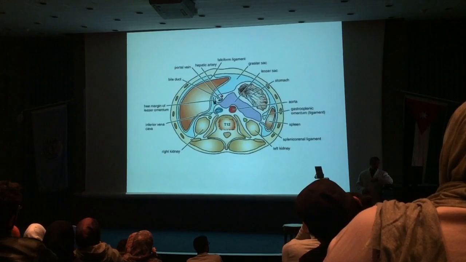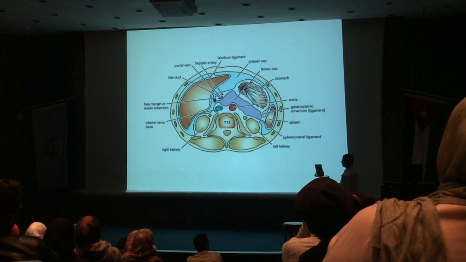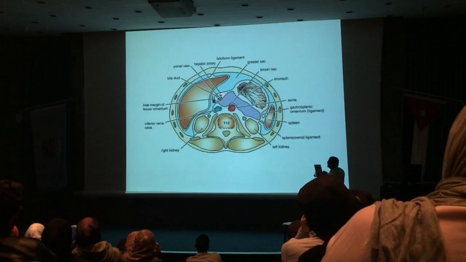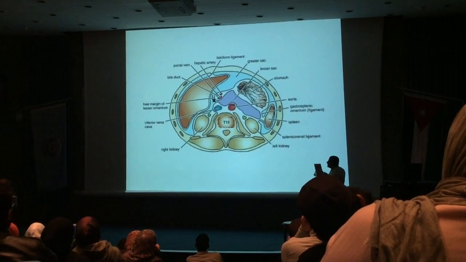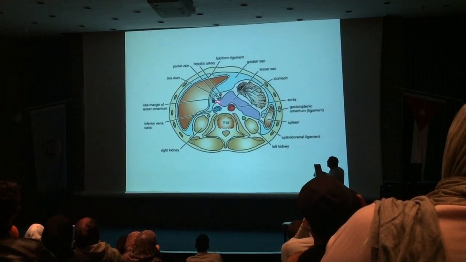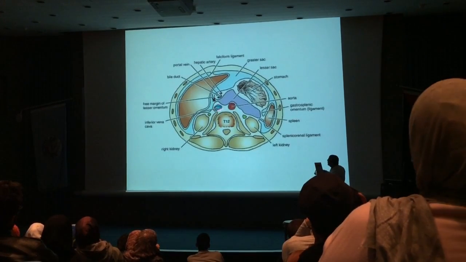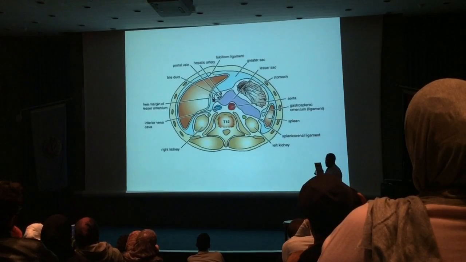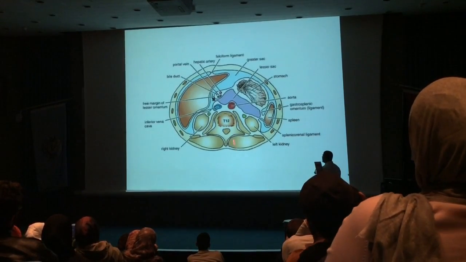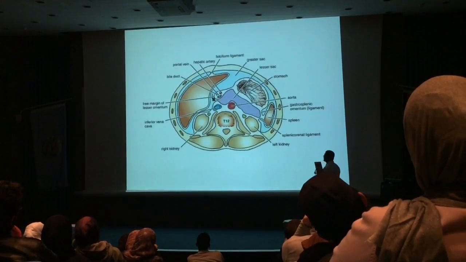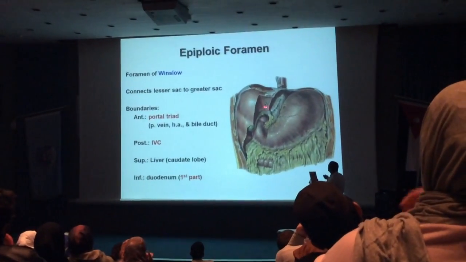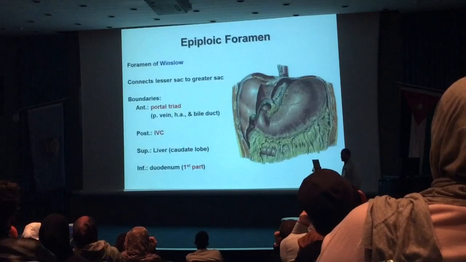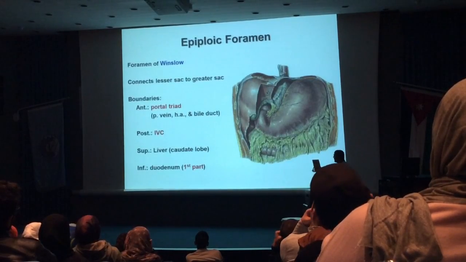Because they get through the porta of the liver. This is the portal triad. So very vital structures at the anterior aspect of foramen of Winslow. Behind, there is a large vein, you see? The inferior vena cava. Okay. So IVC behind, portal triad anteriorly. What is superiorly? This part. This is the liver. Okay? Specifically the caudate lobe of the liver.